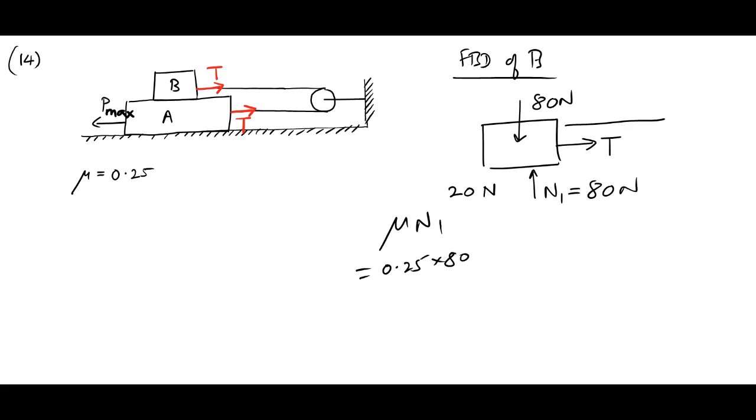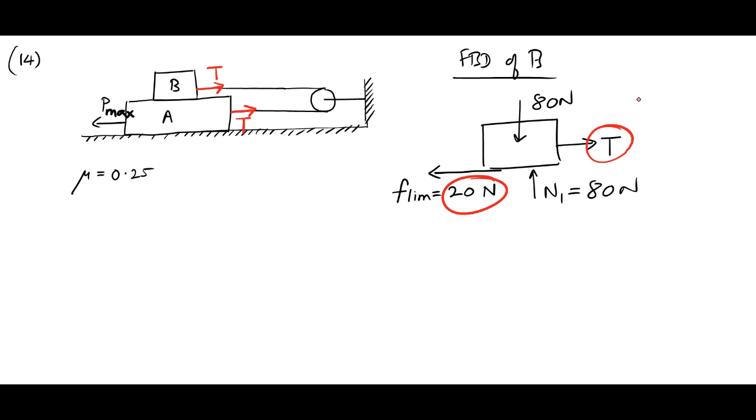So because of that, the limiting frictional force is towards the left. I'll call it F limiting. It's 20 newtons. It's towards the left. Now one small point, not too important in this problem, but you see that this T and this 20 newton, they're going to be equal, of course, because sigma Fx is equal to 0.